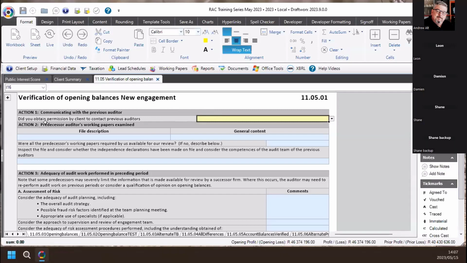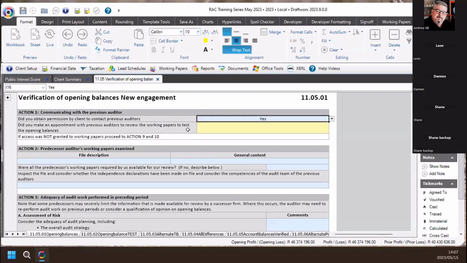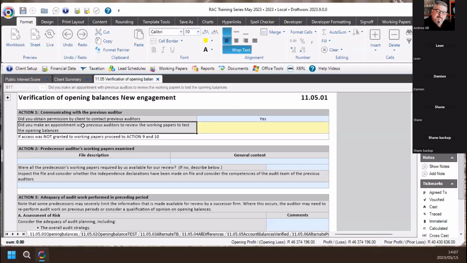I remember from my study days, the various procedures that you need to go and perform and look at what the previous auditor did. Now, the question asks, first and foremost, did we get permission by the client to contact the previous auditors? Now, if I say, yes, I did get permission, then it asks me the question, did we make an appointment with the previous auditors to review the working papers to test the opening balances?